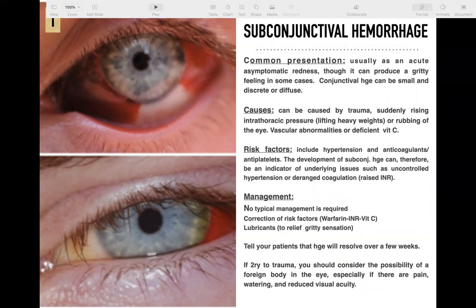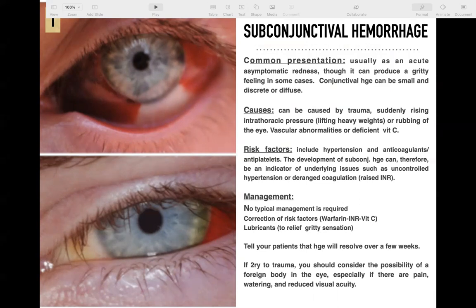So the common presentation for the subconjunctival hemorrhage is usually an acute asymptomatic redness. It can produce a gritty feeling in some cases because of the elevated conjunctiva, which may cause a gritty sensation like foreign body sensation. The subconjunctival hemorrhage can be small, discrete, or diffuse, as you see in the picture above, diffuse, and patchy or focal in the picture below.